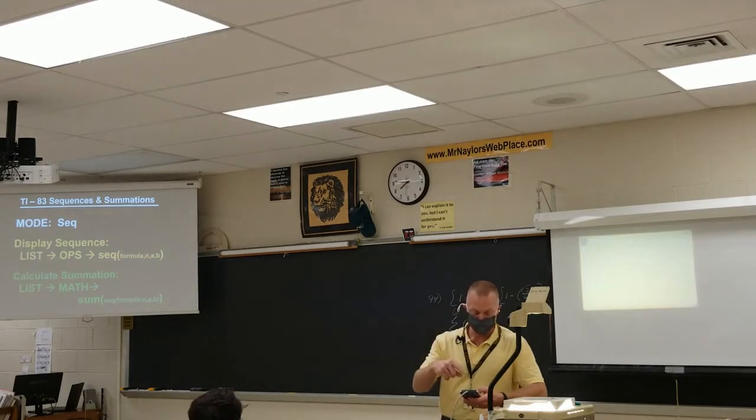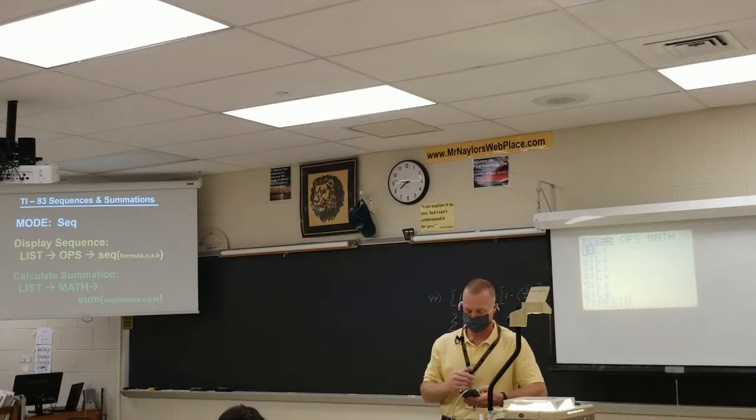Now, you've got to go back to the home screen because that's where you type in commands. But in the list menu, now it might be a place you've never gone before. I actually had to find it again this morning. The list menu is second stat. It's near the top of the keypad. In the list menu, in the ops submenu, I have the ability to display a sequence. So I go over to ops, down to sequence.